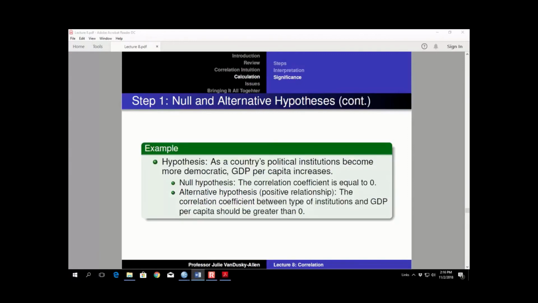In order to demonstrate how to conduct a correlation significance test in SPSS, I will use the following hypothesis. As a country's political institutions become more democratic, GDP per capita increases. The null hypothesis for this example would be that the correlation coefficient is equal to 0. The alternative hypothesis should be the correlation coefficient between type of institutions and GDP per capita should be greater than 0 because I expect a positive relationship.